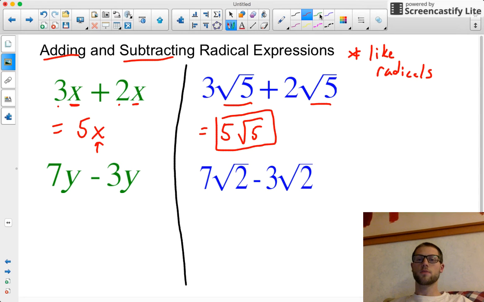Same thing works with subtraction. Here I have 7y minus 3y. Since they are like terms, I can subtract these two. And all I'm going to deal with is really the coefficients. 7 minus 3 is 4, and this is going to be a 4y. Same process over on the right now.